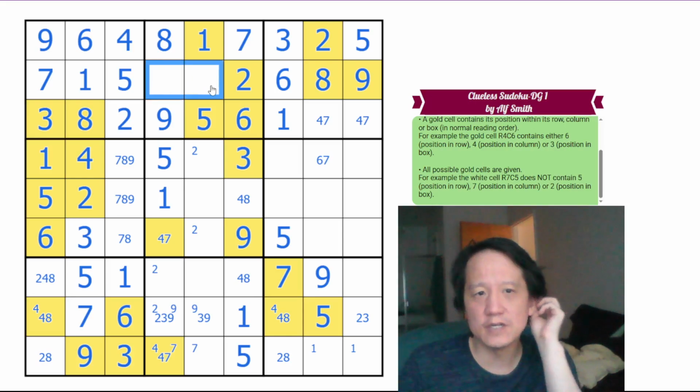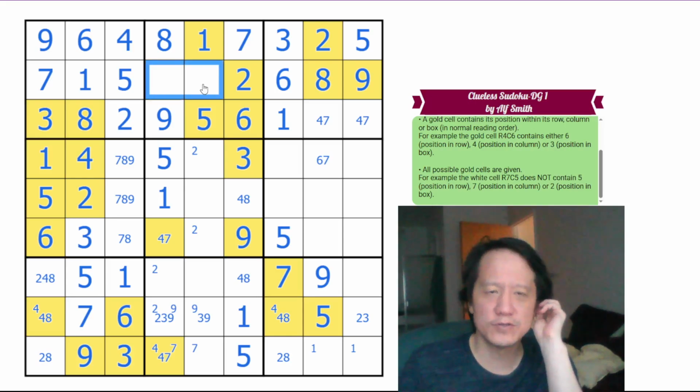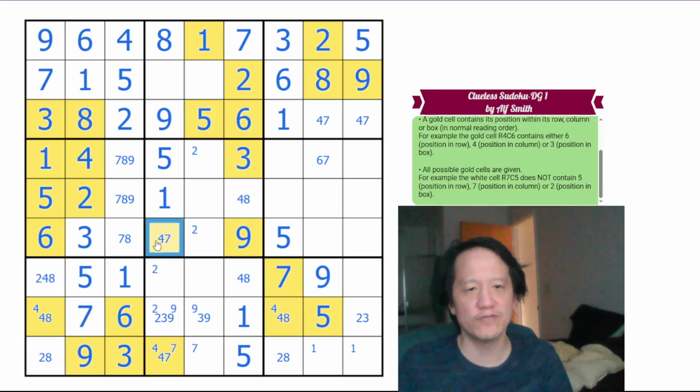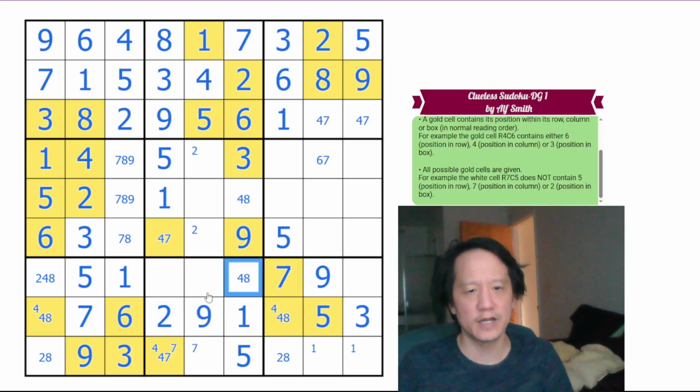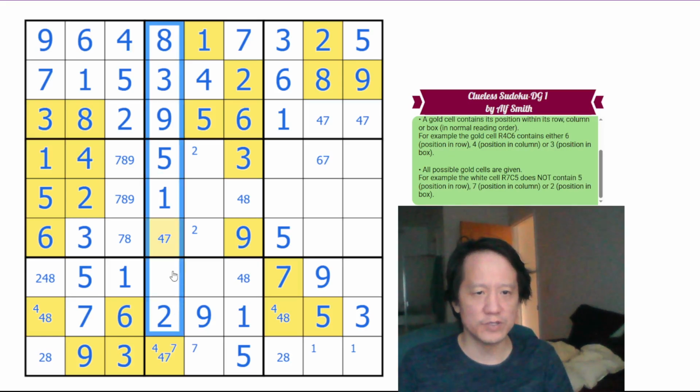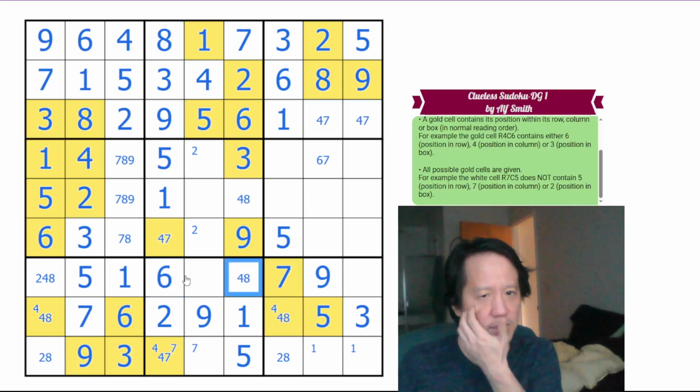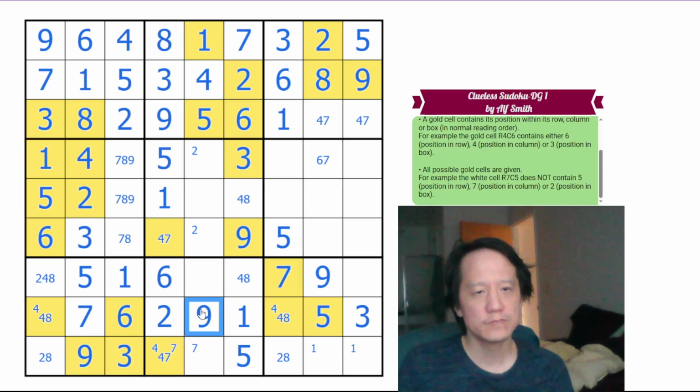Remaining digits in row 2 are 3 and 4, and this can't be 4 because of the 4-7 pair in the column. So this is 3, this is 4. That 3 eliminates 3 here. This can't be 9, so this is 2, which means this can't be 2. This 2 eliminates 2 here, so that's 3. This is 9. We have only 6 remaining here in column 4.